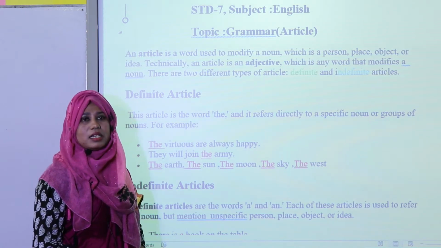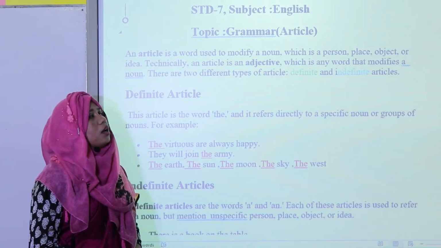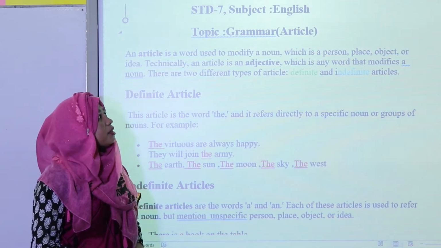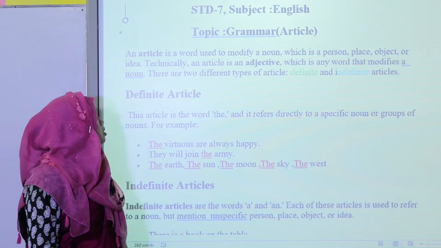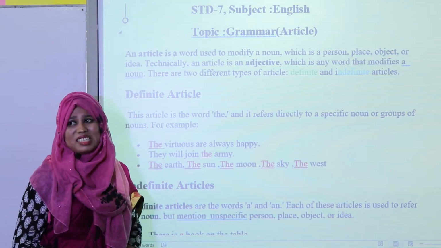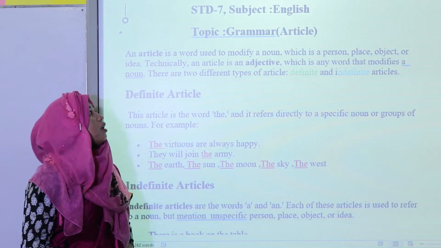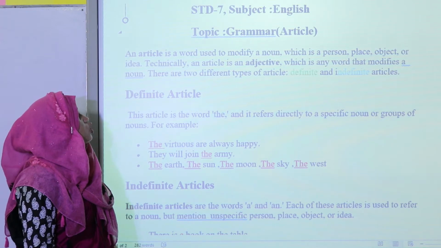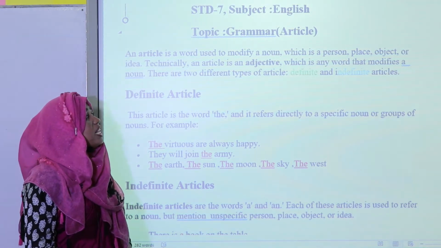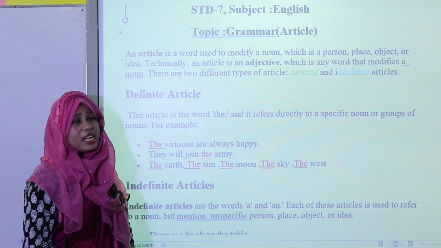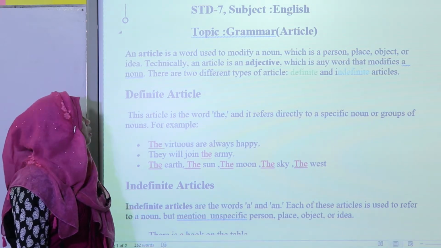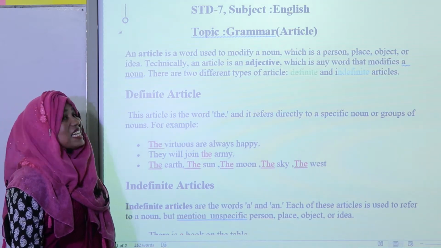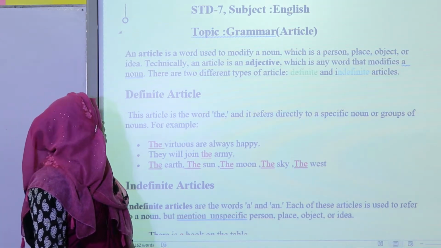Today I want to discuss the class standard 7 subject English, topic grammar, and the grammatical item articles. Now let's start. At first we try to understand the definition of article. The definition of article is a word used to identify a noun, which is a person, place, object, word, or idea. Technically, an article is an adjective, which is a word that modifies a noun.